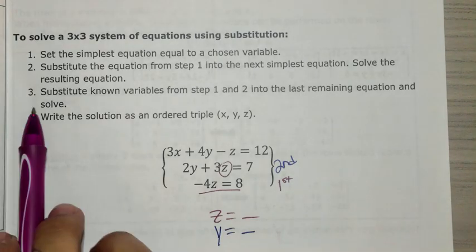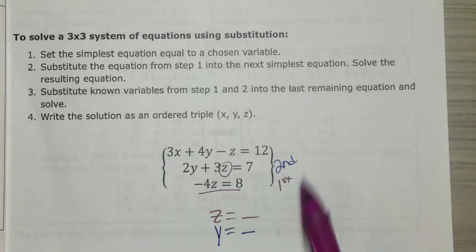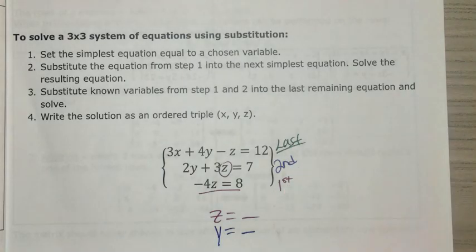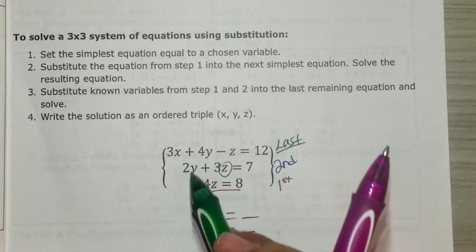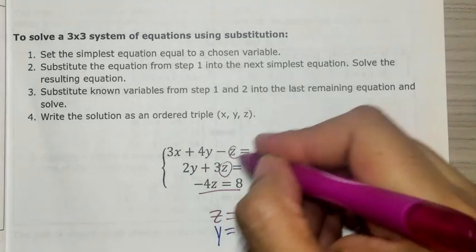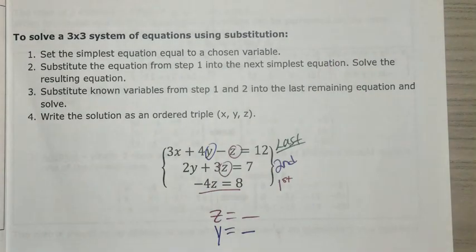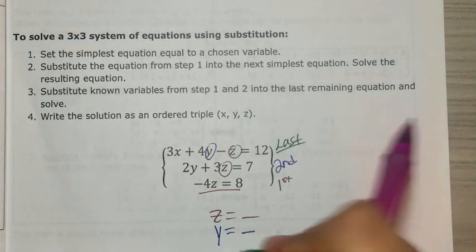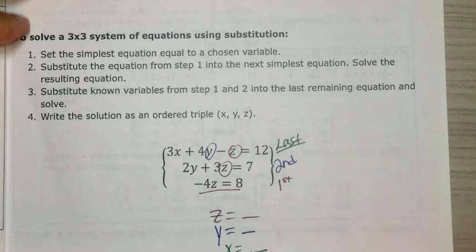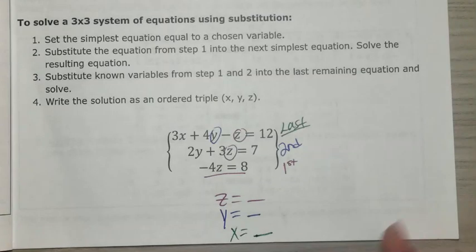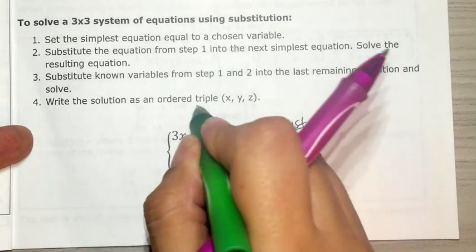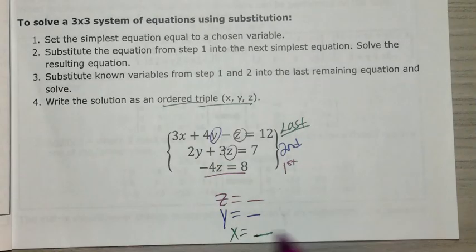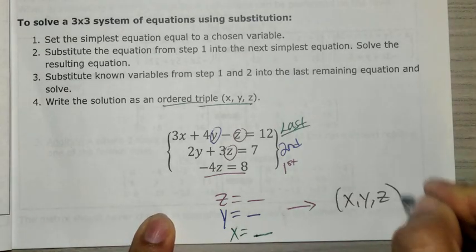And then you will substitute the known variables that you already found into the last remaining equation. So this will be the last equation to solve for, because now you only need to solve for the remaining missing value. We already have the z, we already have the y, and now we're going to be solving for x. And once you solve for x, then you have all three variables, but you have to write the solution in this order: x, y, z. So after this, make sure you rewrite in the order of x, y, and z. And that will be your solution.